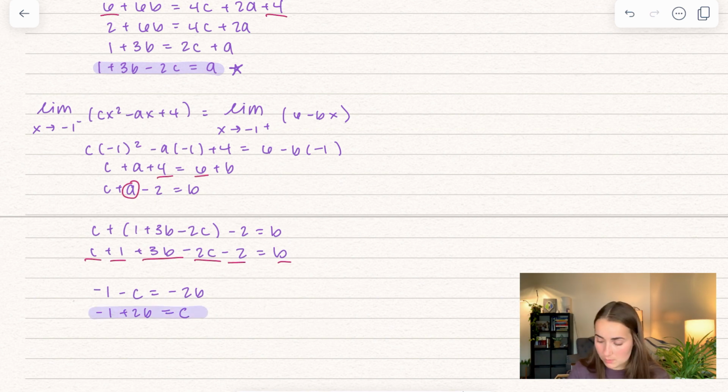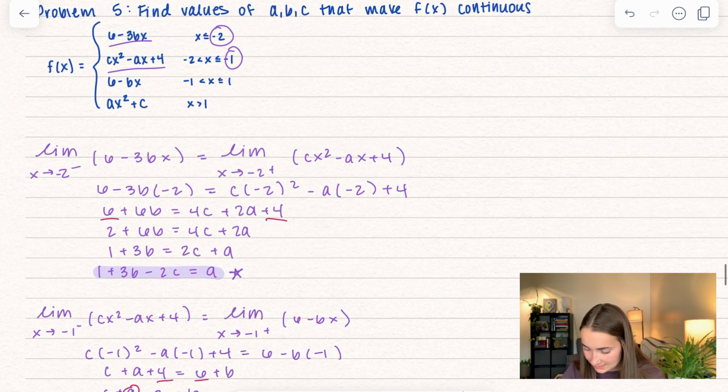So now we have one more split, and this is going to be at x equals 1. So now I need my left limit to equal my right limit. Let me go ahead and write that out.